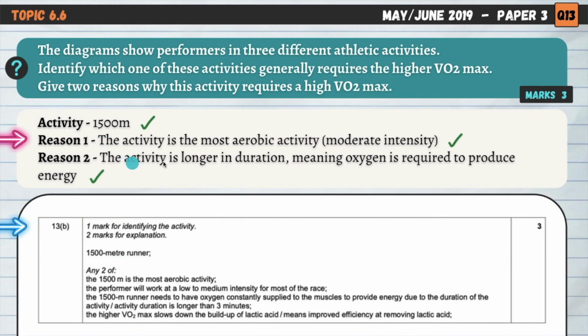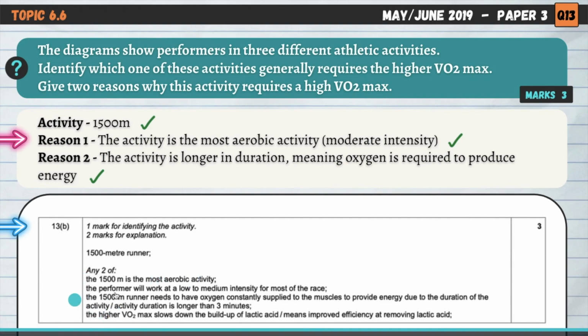And then the activity is also longer in duration. And that means oxygen is required to produce energy. Because the 1500 meters lasts a little bit longer than the other exercises, we need oxygen to produce energy, because remember, anaerobic respiration only lasts for a very short period of time. So a few points we could have gone for there. So take a look through those ones. These 2 have been covered, but there are a few alternatives as well.